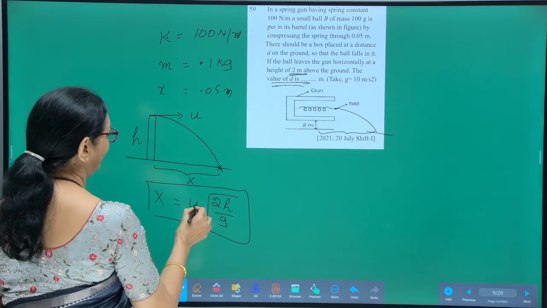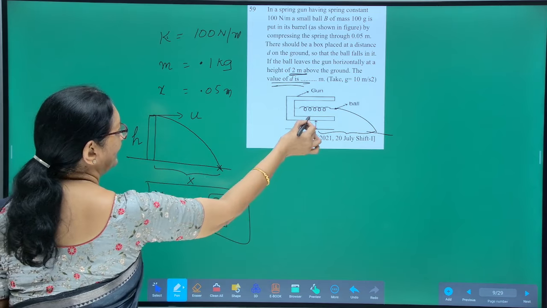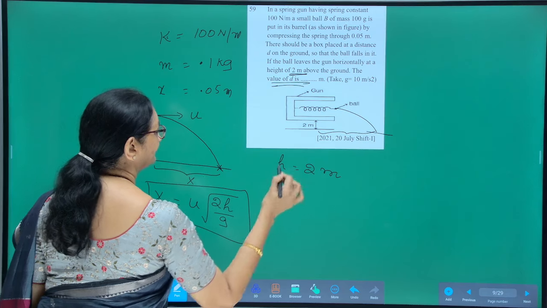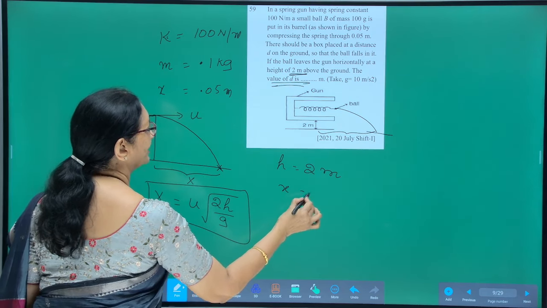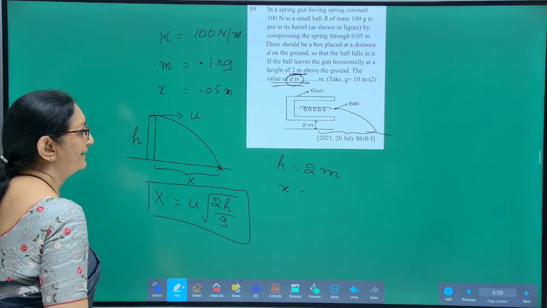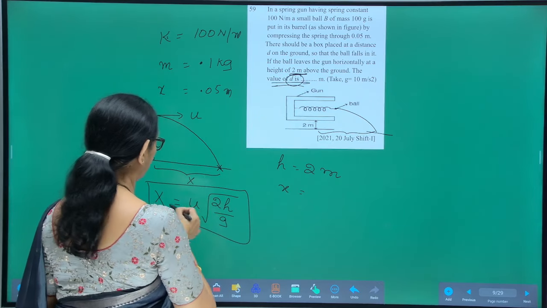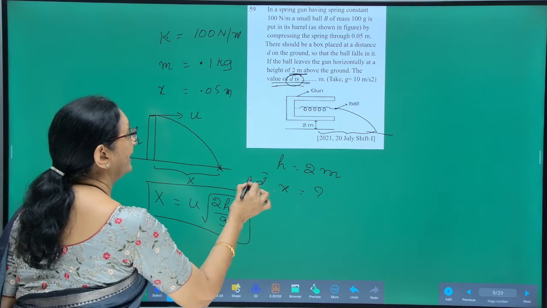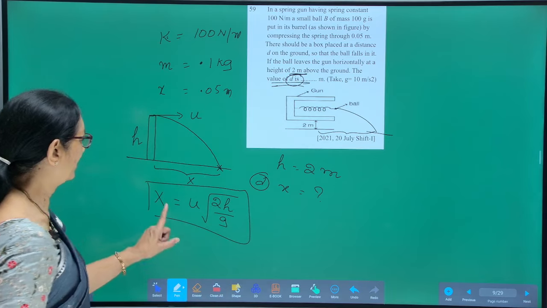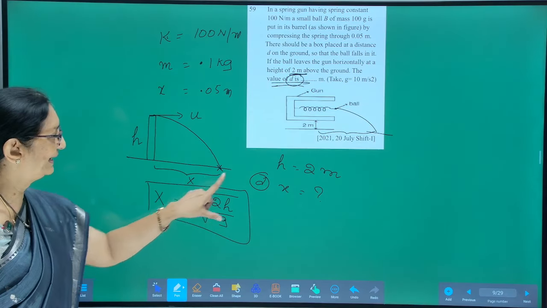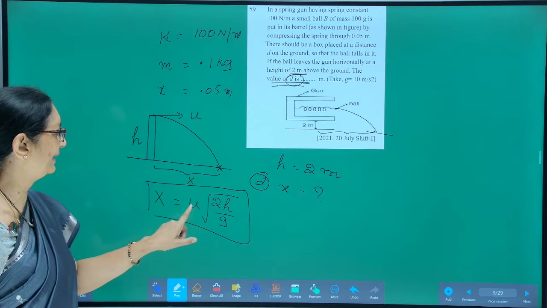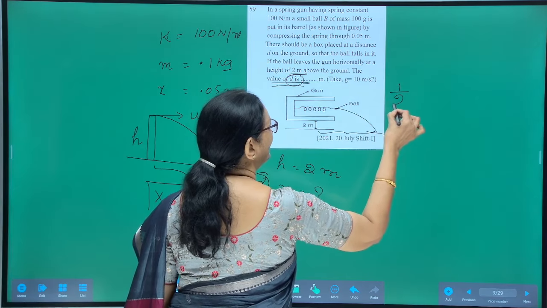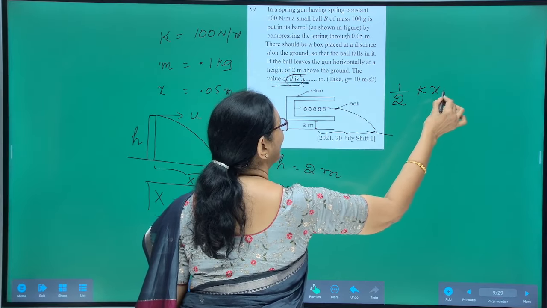See here, first h is given. In this problem, h is given as 2 meters. And you are supposed to find the horizontal distance, which is given as d. In this formula, we need to find x, which is given as d in your question. So, you can find x only when u is known. So, how do you get u from the potential energy of the compressed spring?